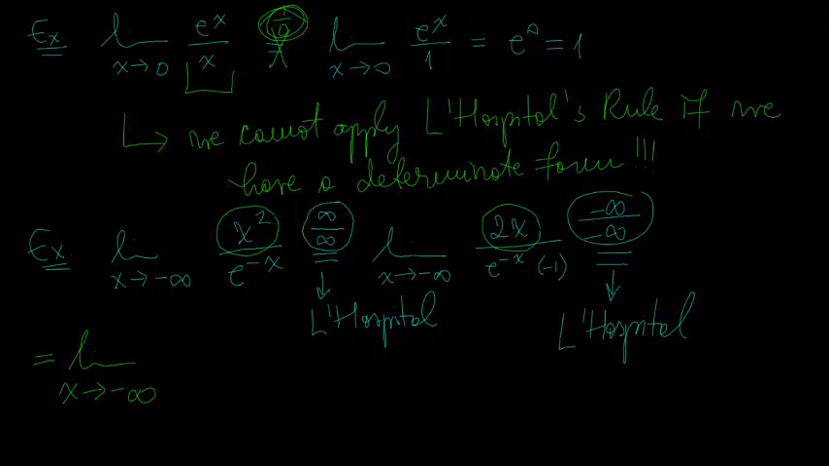The derivative of 2x is 2. The derivative of e to the negative x will pick up an extra minus, which will cancel that negative. So I just get e to the negative x. So now when I evaluate, I'm going to get 2 divided by e to infinity. The negative and the negative cancel. So 2 over infinity, which happens to be 0.